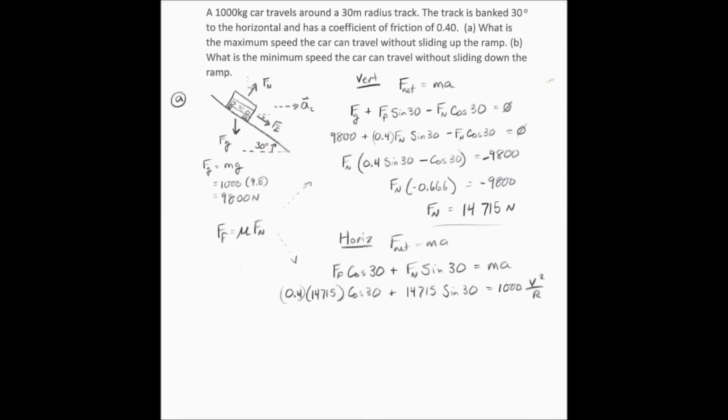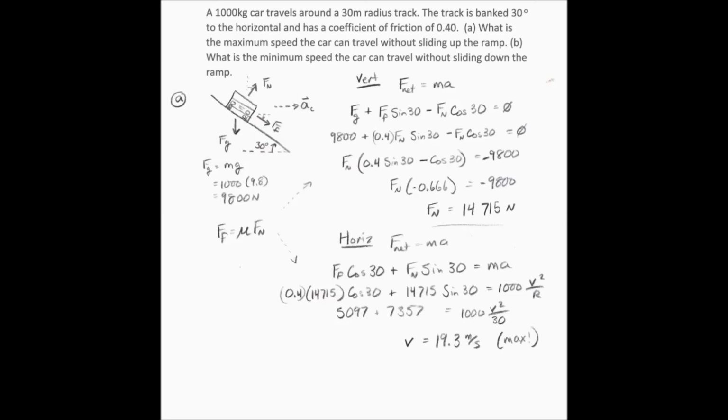Sub in our values, again replacing the friction force with 0.4 times the normal force. I know the normal force, so we can actually put numbers right in: 0.4 times the normal force of 14,715 times the cos of 30 degrees plus, again, our horizontal component of our normal force equals 1,000 v squared over r. Do a little bit of math, solve for v, and we get 19.3 meters per second as our maximum speed.